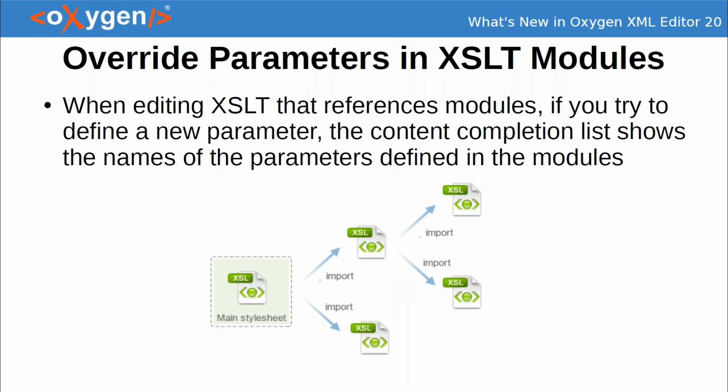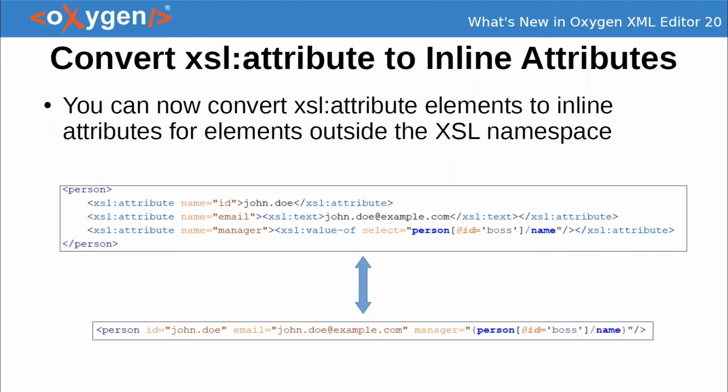Another feature that was added to the XSLT support is the convert action that allows you to convert XSL attributes to inline attributes. If you want to obtain a more compact form, you can use this action, and I will show you an example.